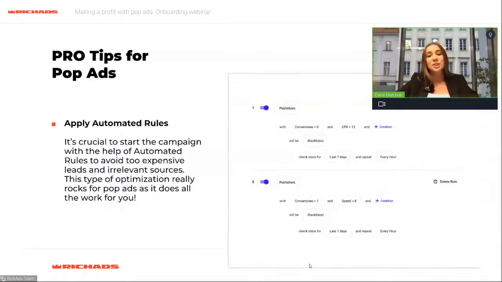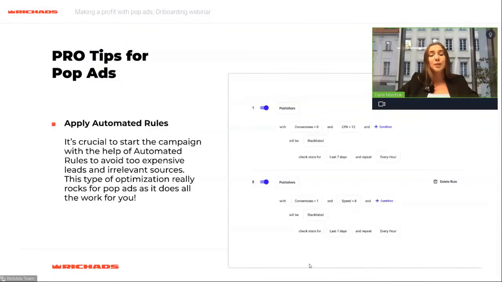It is crucial to start the campaign with the help of automated rules to cut off too expensive leads and irrelevant sources. This type of optimization really rocks for pop ads, and it does all the work for you. Let's look at the example on the slide. First of all, focus on blacklist to turn off ineffective elements, as whitelisting cuts too many potential traffic sources.